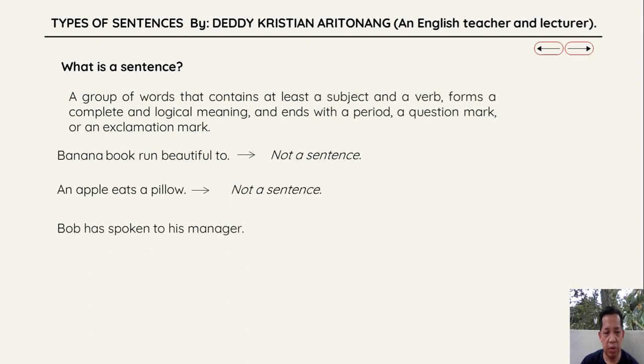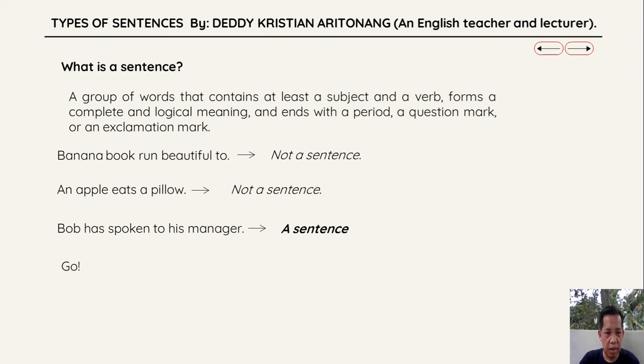Bob has spoken to his manager. What do you think? Is this a sentence? Yes, the answer is yes, this is a sentence. Of course, it is a group of words. It has a subject and a verb. Bob is the subject, has spoken is the verb, and it has a complete and logical meaning. And also, it is ended with a period.